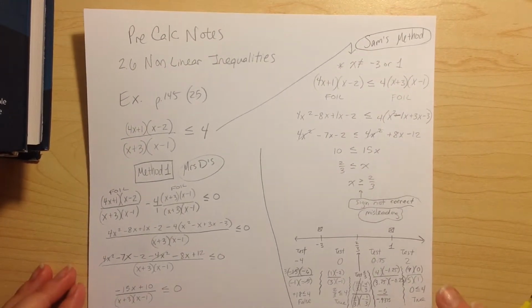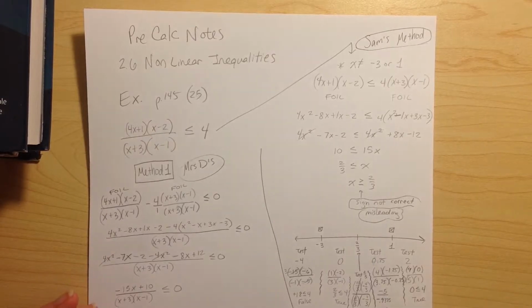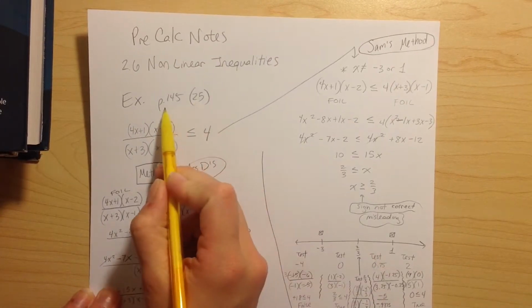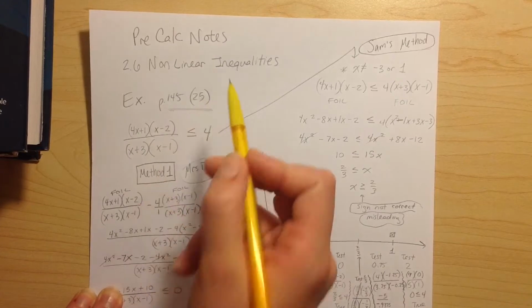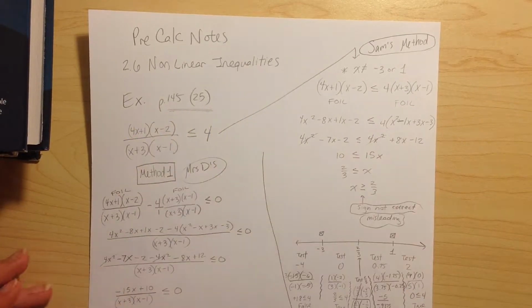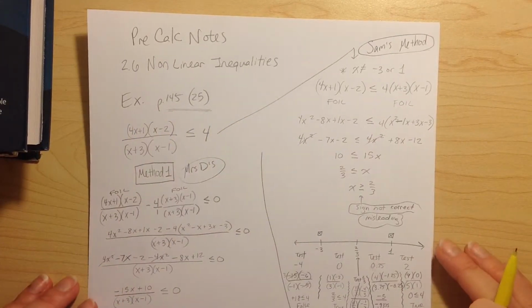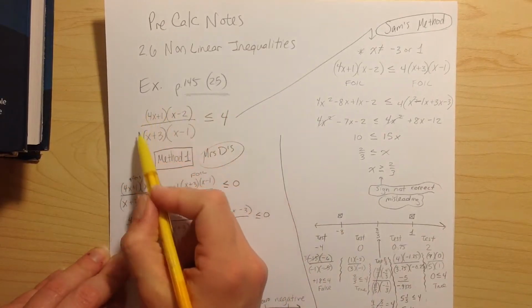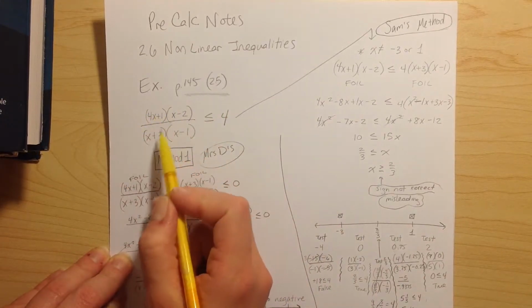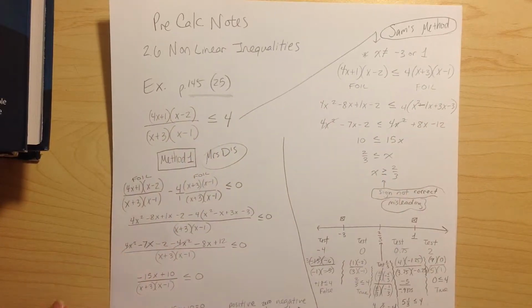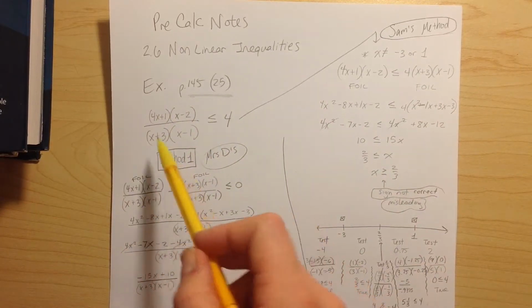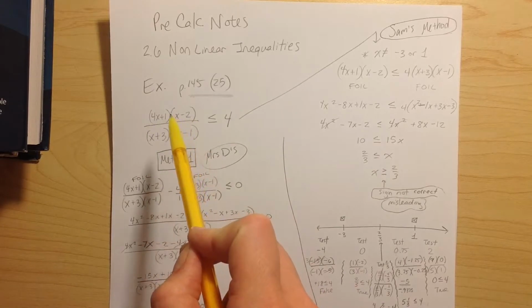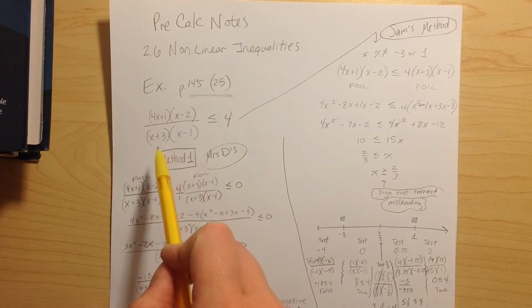This is the example problem. This is from the homework set, but I liked it the way it was set up, so I gave it to you as an example. So here we go. Method one. We're dealing with this problem here, and we see that it's already factored for us. Now for my method, we're actually going to need to FOIL the top, but the bottom can remain factored.